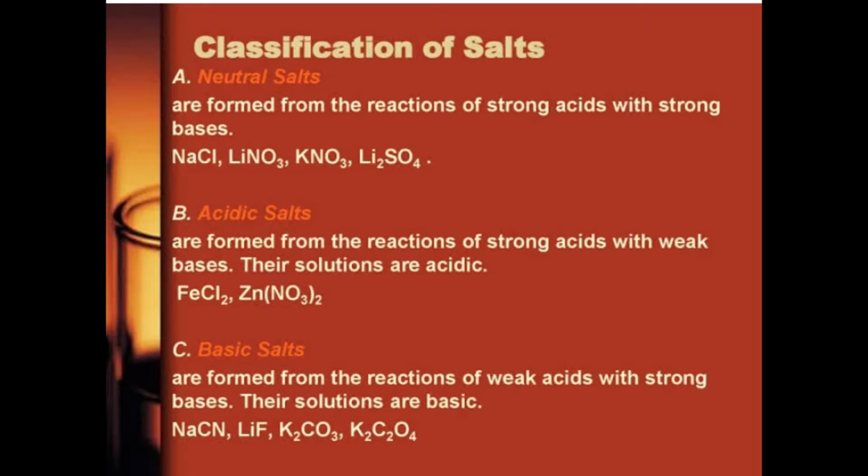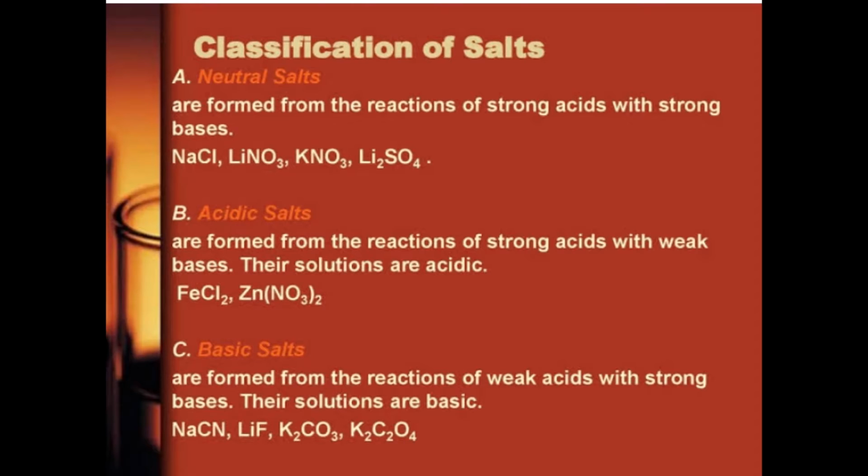The last topic of this chapter is the classification of salts. Salts are classified into three categories: neutral salts, acidic salts, and basic salts. Let us discuss these one by one. First is neutral salt. Neutral salts are formed by the reaction of a strong acid with a strong base.